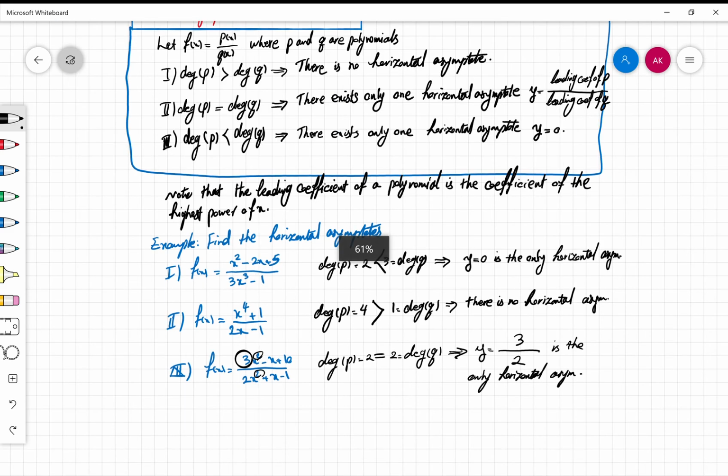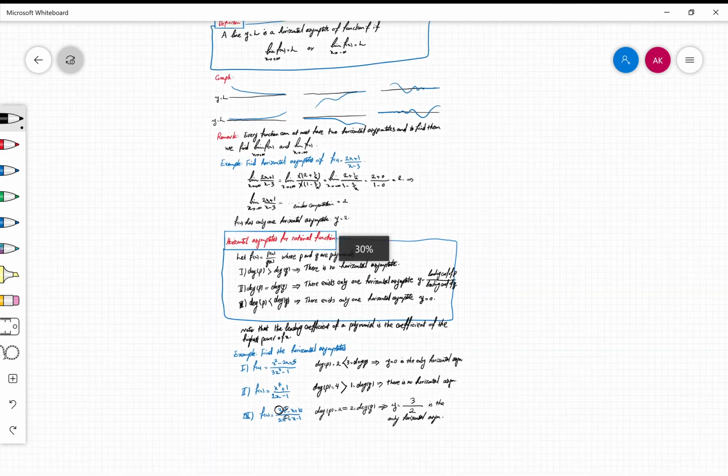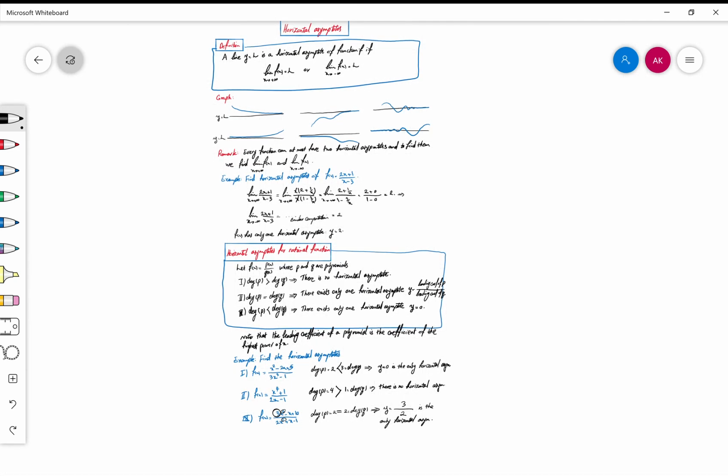Well, we started with the definition, and then looked at how the graph looks when a function has a horizontal asymptote. Then, for rational functions specifically, we have a very nice recipe which gives you the horizontal asymptotes of the function.